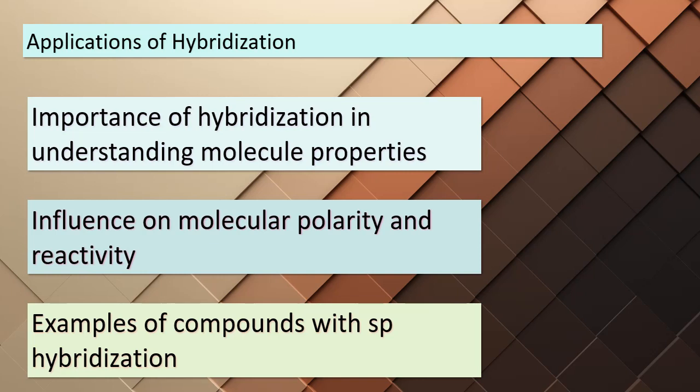Take molecules with sp hybridization, for instance. They have distinct characteristics that make them polar or reactive in specific ways. Consider the compound examples we've got, and think about how these principles apply in real-world scenarios. From materials science to pharmaceuticals, the applications of sp hybridization span various industries. As we venture forward, be ready to connect the dots between theory and its practical applications.